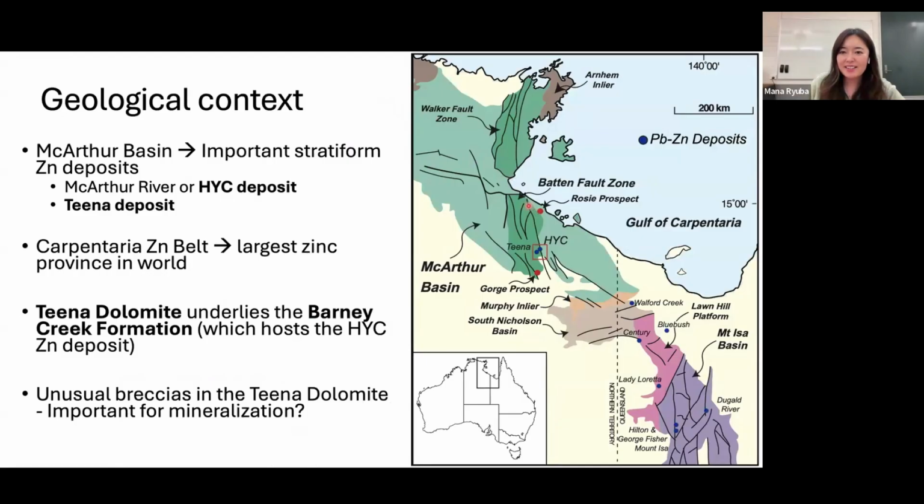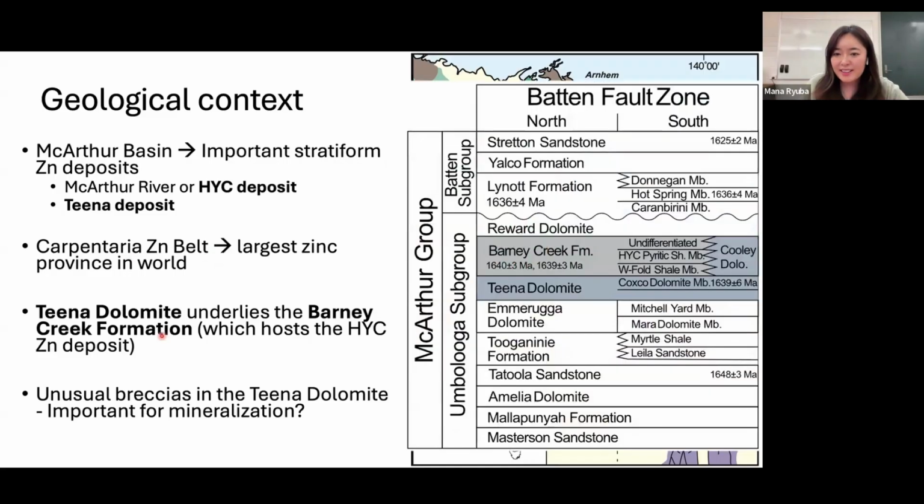So I'm going to take you to the Batten Fault Zone region for this study. This is the area where we find the famous McArthur River, or the HYC deposit, and also the Teena deposit. The McArthur Basin is one part of this larger zinc province, also known as the Carpentaria Zinc Belt. The unit that I'm going to talk about is the Teena Dolomite. It underlies the Barney Creek Formation, which is the one everyone is interested in, because that's the one that hosts the HYC deposit.